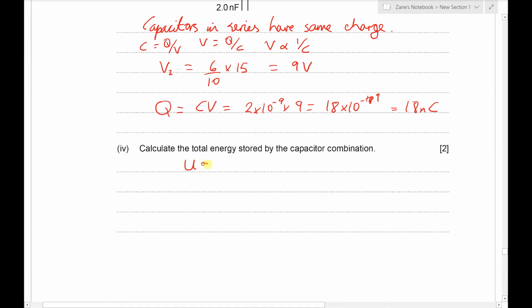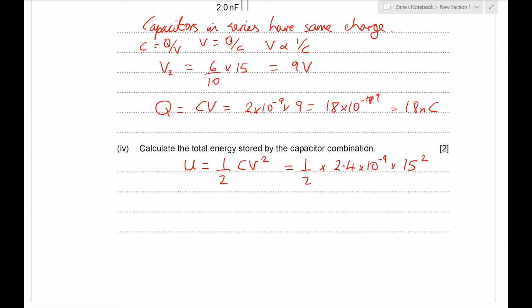Next, we've got to calculate the total energy stored by the capacitor combination. So I'm going to use U equals a half CV squared, remembering that the combination had a total capacitance of 2.4 nanofarads, and the PD across it is 15 volts. Putting that into a calculator, we end up with 270 nanojoules. Or if you prefer, 2.7 times 10 to the minus 7 joules.